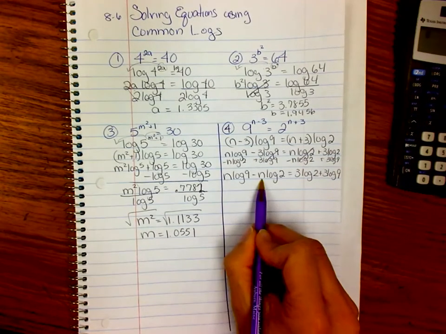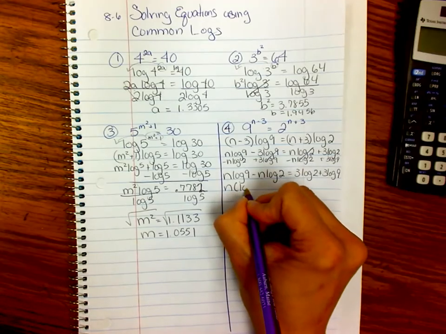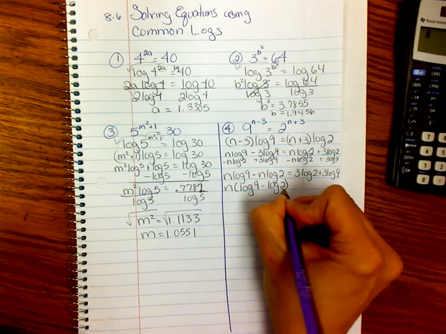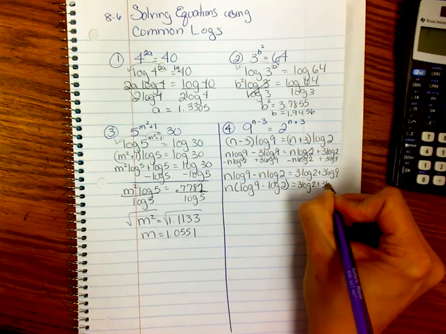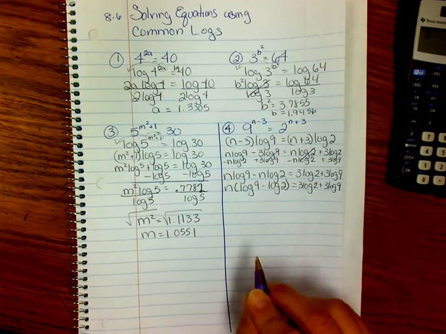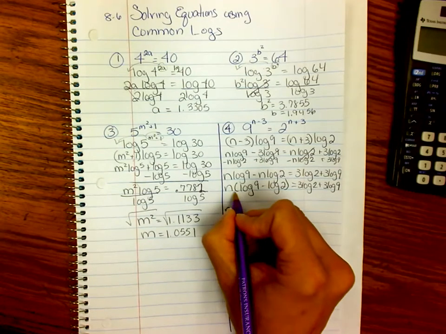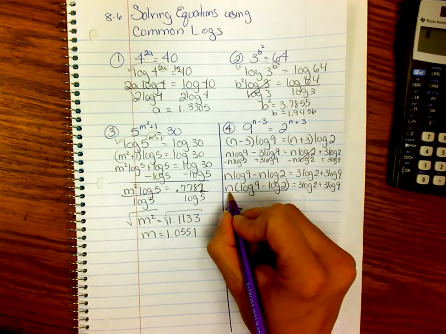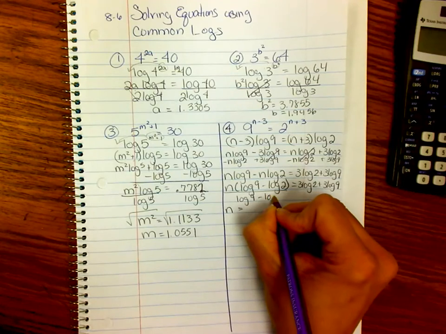Then I'm going to take out an n, or just factor out an n. So I get n times the log of 9 minus the log of 2 equals 3 log 2 plus 3 log 9. I'm just going to get n alone, and then we'll worry about simplifying the rest. So I end up dividing this side by whatever's being multiplied by n, which is a binomial. So that's what gets kind of messy.